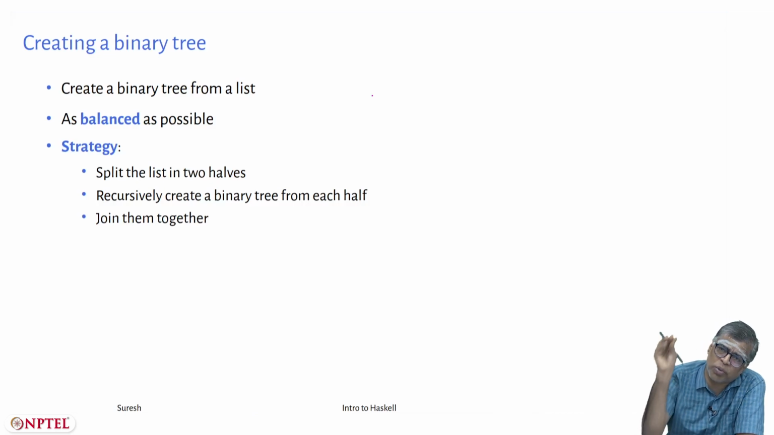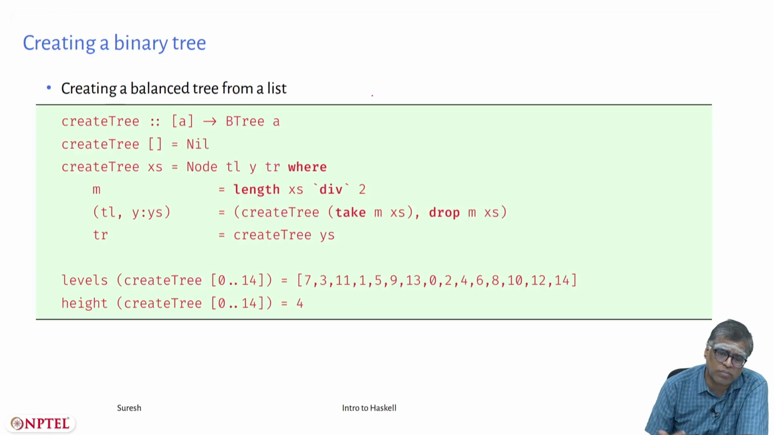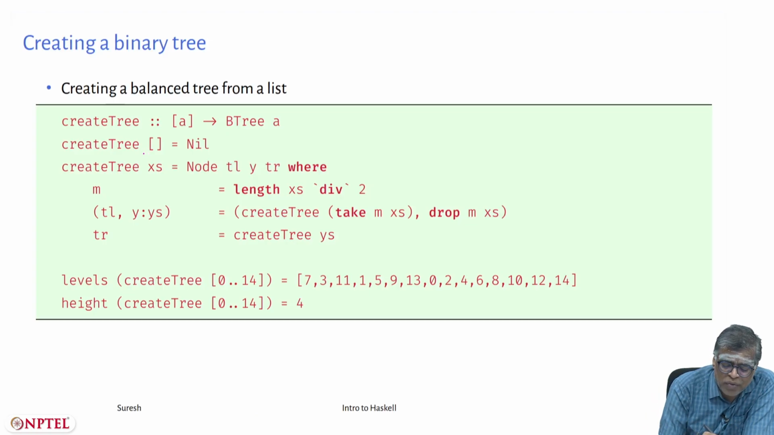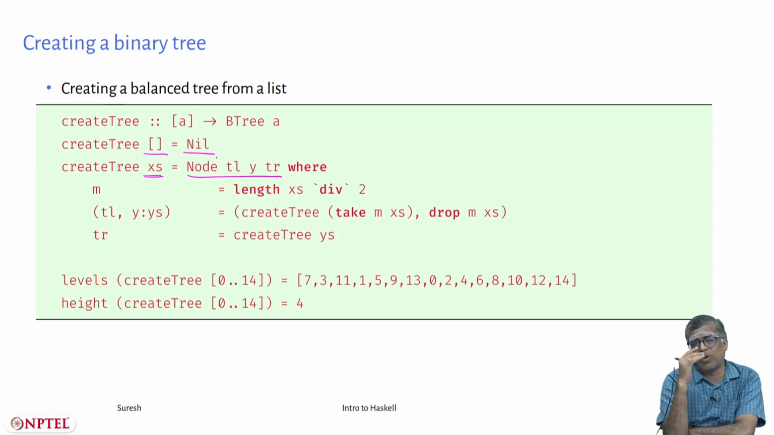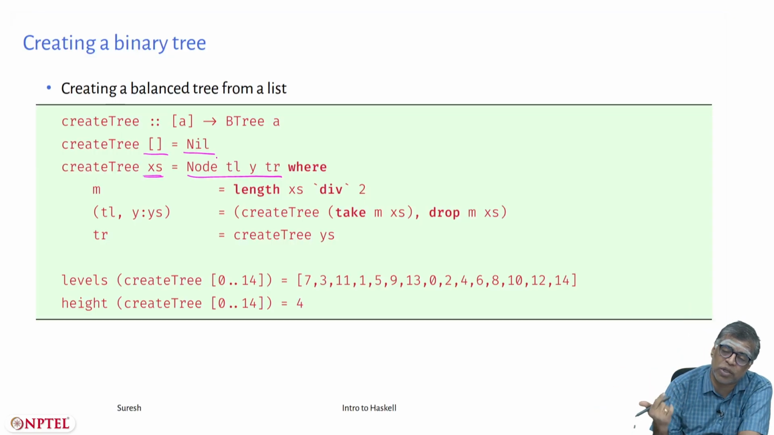How do you join them? By putting a root on top. Which would be the root? Let us see the details now. Create tree is as follows. Create tree of empty list is null, because there is nothing to make a tree with. So create tree of xs, which is some arbitrary list, is Node TL y TR. This is what I told: create a left subtree, create a right subtree, join them together with a root. Now what do you take to be the root?